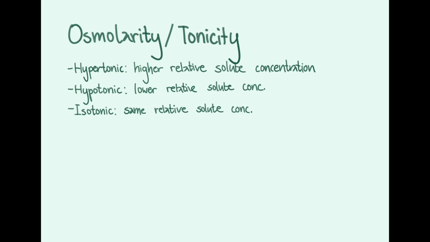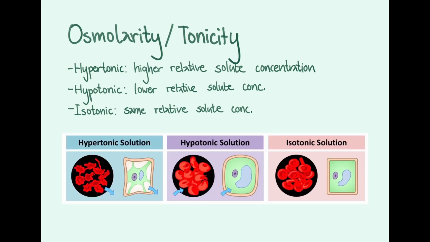Hypertonic refers to when a solution has a higher relative solute concentration. When a cell is put in a hypertonic solution, water will diffuse out of the cell and into the solution, causing it to shrivel. Hypotonic is when a solution has a lower relative solute concentration. In a hypotonic solution, water will diffuse into the cell, causing lysis. Isotonic is when a solution has the same relative solute concentration. If a cell is put into an isotonic solution, the net movement of water will be zero.